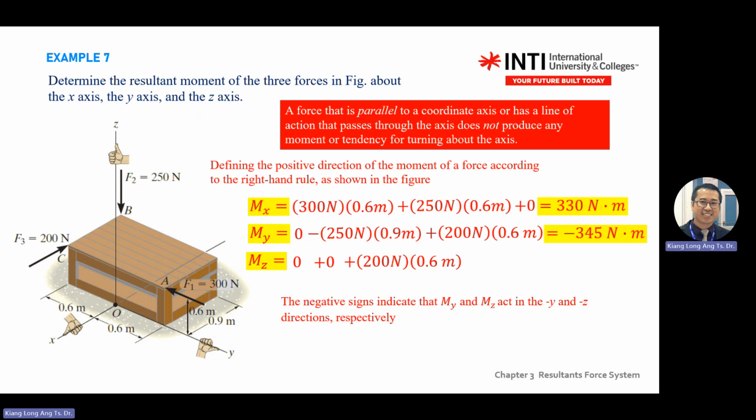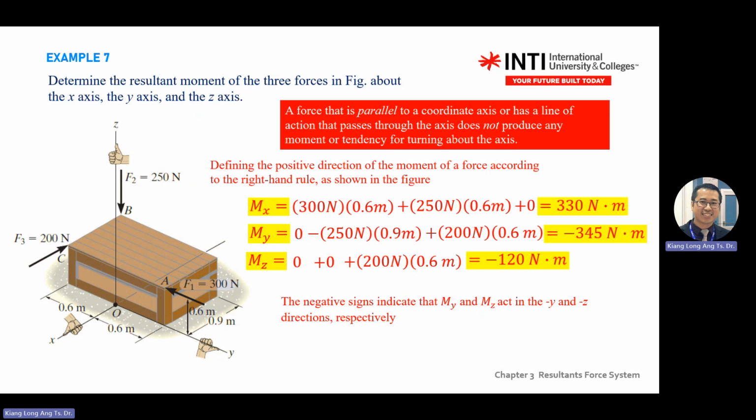Okay, so just highlight this one in your notes for F1 and F2. F1 is 0 because F1 sits on the y-axis line. Just take note on this one. Okay, then you get a negative. Why negative? And yeah, correct. This one should be negative 200 bracket 0.6 because F3 is clockwise.